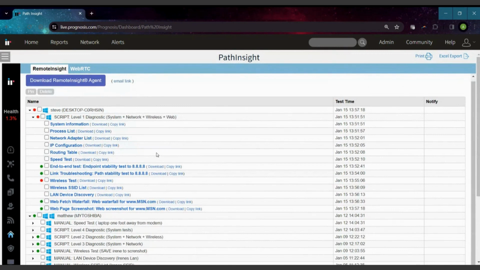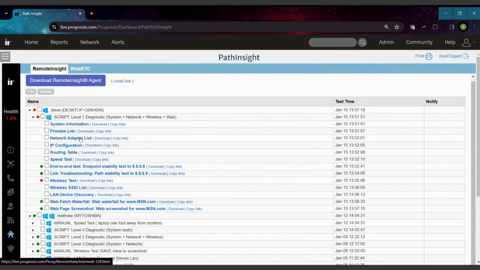In terms of test types itself, there's a comprehensive list of tests that are available per remote worker. So we can look at information such as system information, processes, what's running on the laptop. So for example, your remote worker is having issues. Are they actually running a high impact application on there like Netflix or something like that that might be impacting their voice quality?